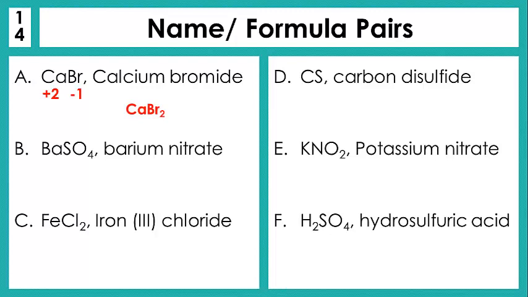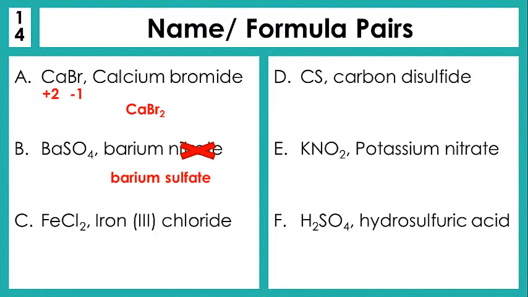The next one I have is BaSO4, and we say that that's barium nitrate. So the problem here is that nitrate isn't what we have. We have SO4, which is sulfate. So the name of this should be barium sulfate.